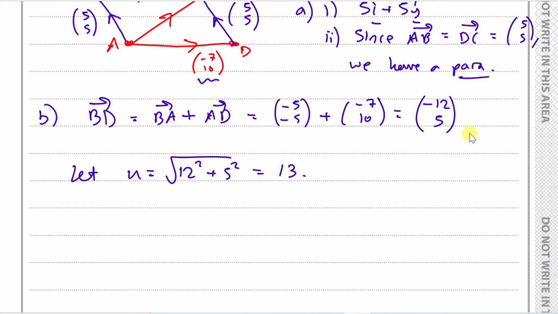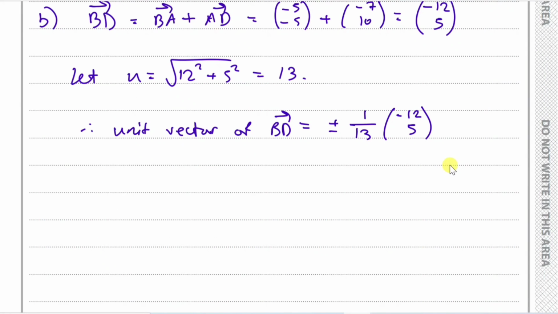And now, we say that the final answer, the unit vector of BD is going to be plus minus 1 over 13 of your vector, minus 12 and 5. Or if you want to keep an ij form, you can say equals plus minus 1 over 13 of, and you put in bracket, minus 12i plus 5j. Either way, both answers are valid.